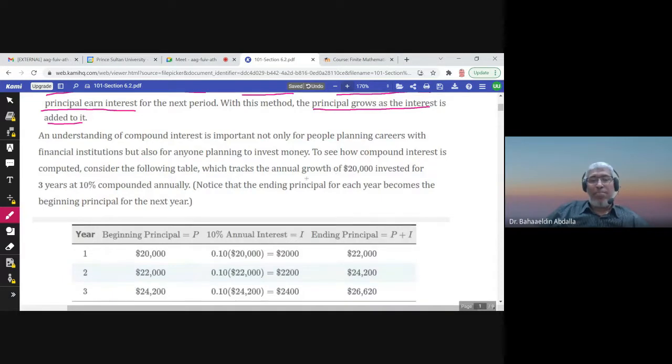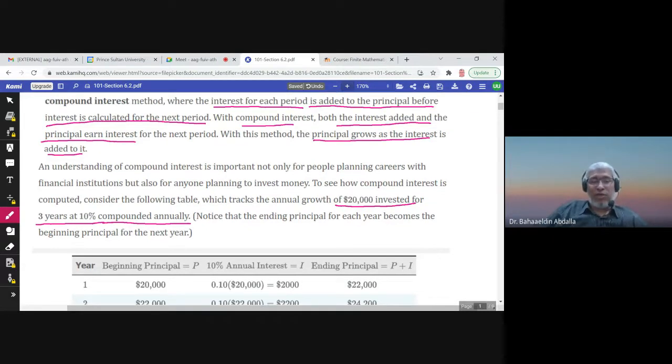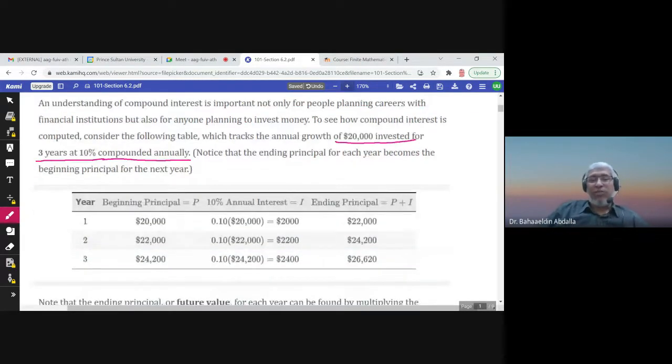For example, let us discuss this case. $20,000 invested for 3 years at 10% compounded annually. So when we say compounded annually, the period here is 1 year. So this means that the ending principal for each year becomes the beginning principal for the next year. This is always true, of course.